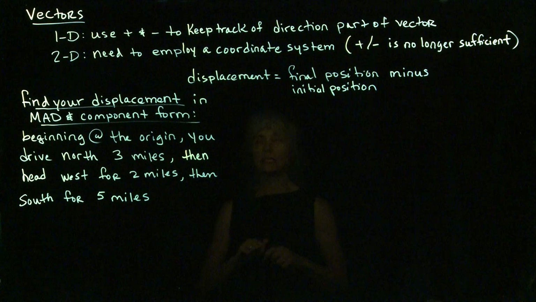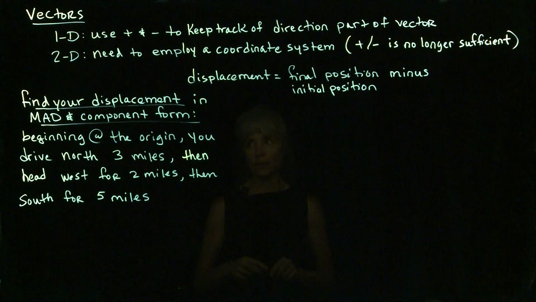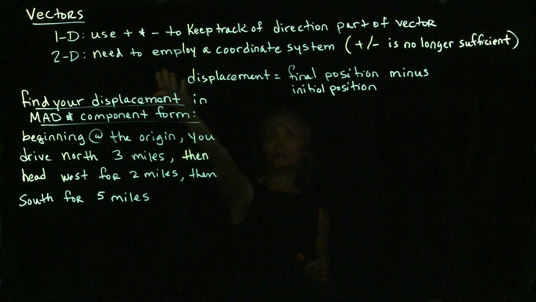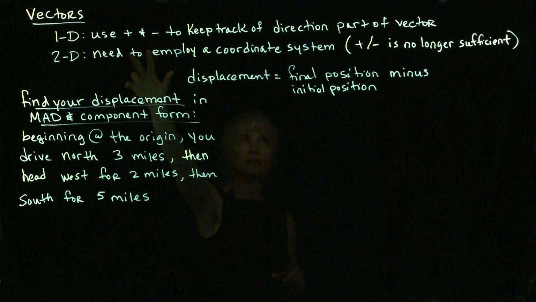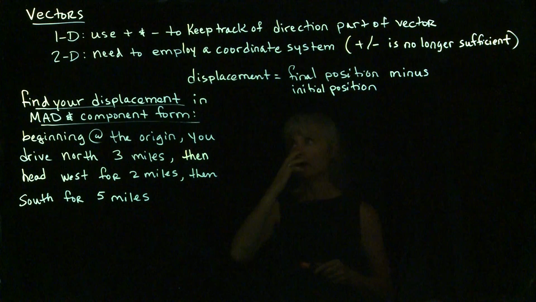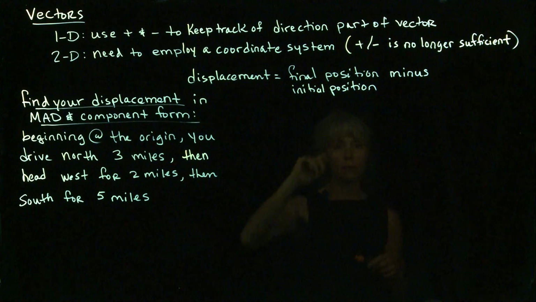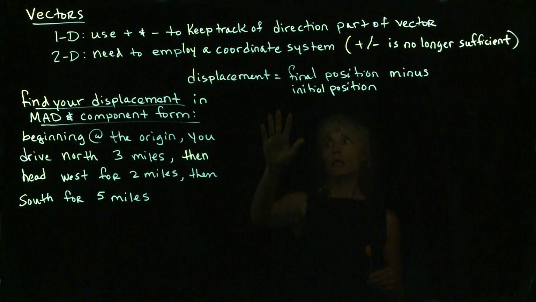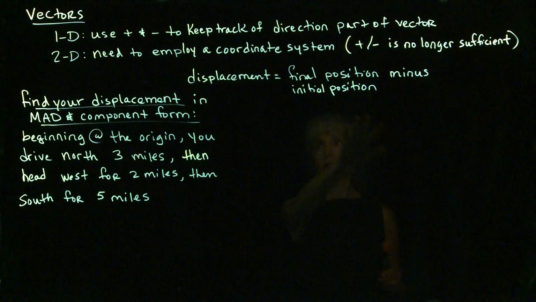Let's practice a little bit with dealing with vectors in 2 dimensions. Recall that I had this up at the last video. In 1 dimension, we're able to use a plus and a minus to keep track of the direction part of a vector. In 2 dimensions, we need to employ a coordinate system because plus and minus is no longer sufficient in distinguishing all the different possible directions. And then recall our definition of displacement is final position minus initial position.